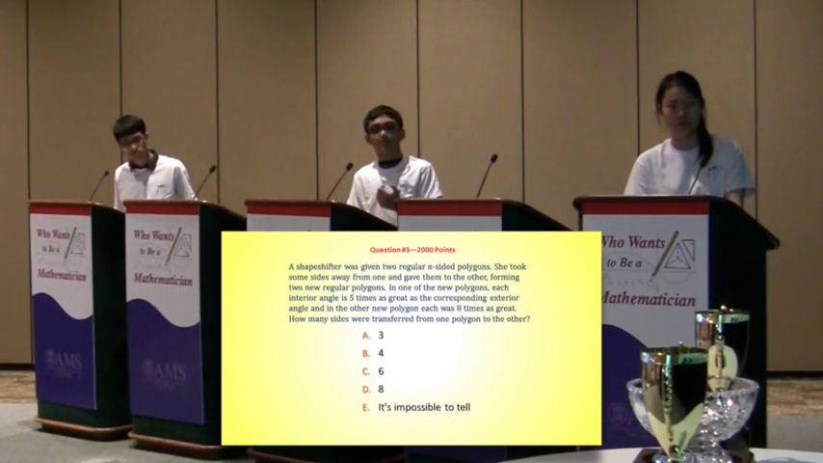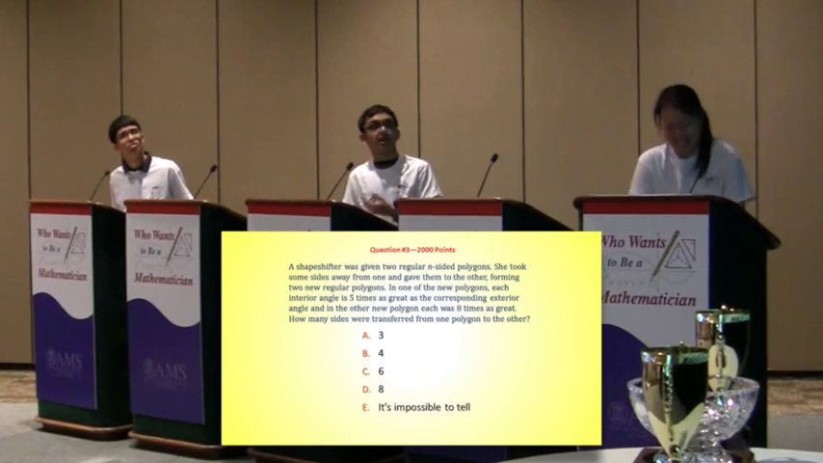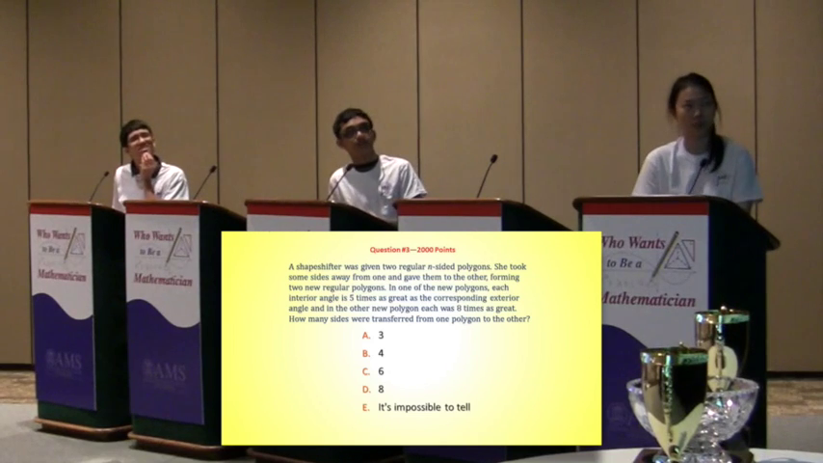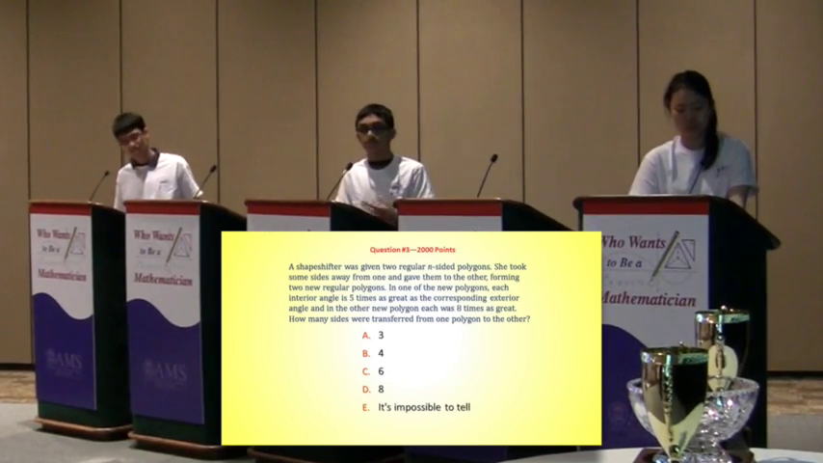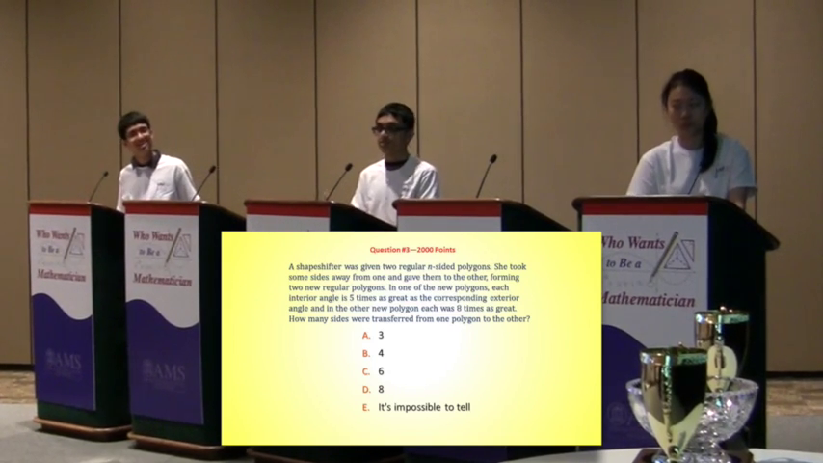Okay, so the thing with this is that if you start reading from the beginning, you're going to lose a lot of time. So I went to the important part, which is that once you transfer the sides, in the first one, the interior angle is 5 times as big as the exterior angle. So that would mean the exterior angle is 30 and the interior angle is 150. So to find the number of sides with that, you would do 360 over 30, which is 12.